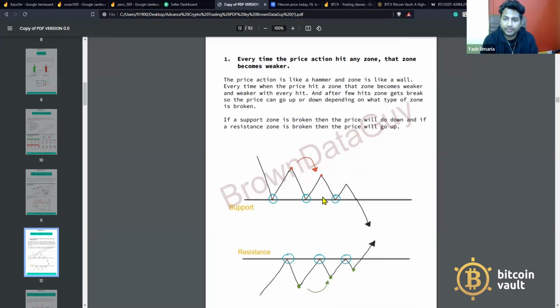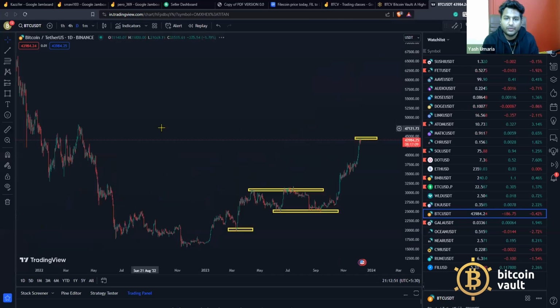You can clearly see how a support is broken after 3 hits. And this is the resistance zone which got broken after 3 hits. It's not like it has to be hit 3 times. It can get hit 4 times or 5 times or sometimes even 7 times. Let me show you an example of all that.